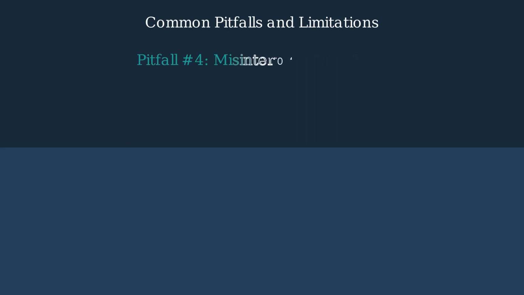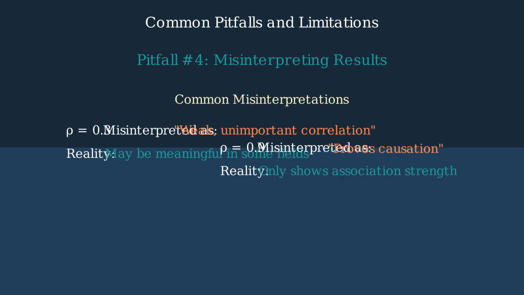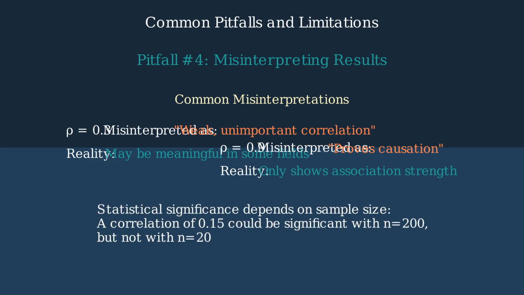The fourth pitfall is misinterpreting rank correlation results. There are several common ways analysts can draw incorrect conclusions. Small correlations can be meaningful in certain fields, while large correlations don't prove causation. Also, the statistical significance of any correlation coefficient depends heavily on sample size.